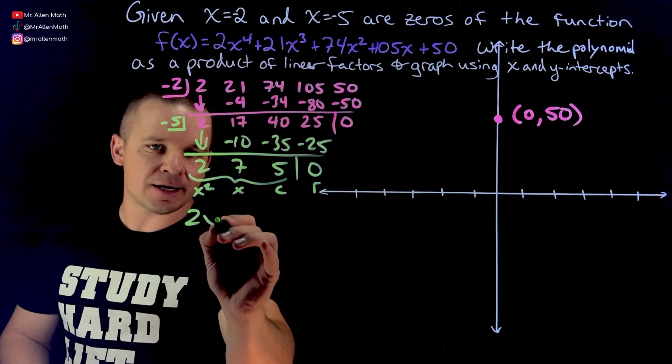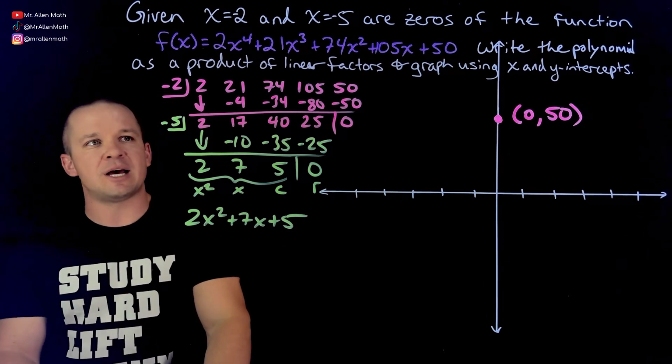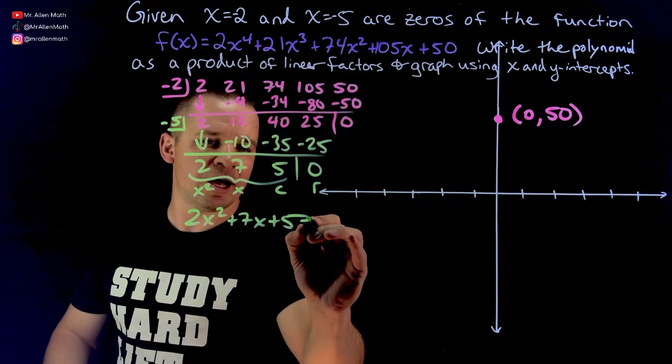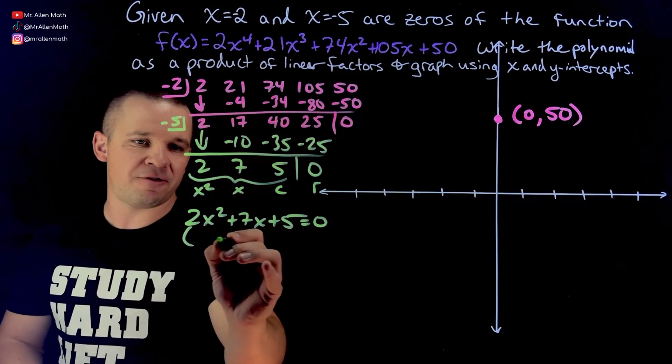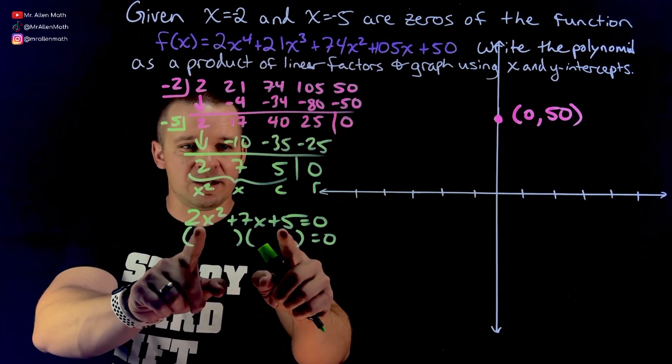So I have 2x squared plus 7x plus 5. Well, what can I do with that to find my other factors, my other zeros? Well, I'd have to set that equal to 0, and I'm going to factor it and solve, if it is factorable. Hopefully it is. Well, let's see here. Does anything multiply to 10?